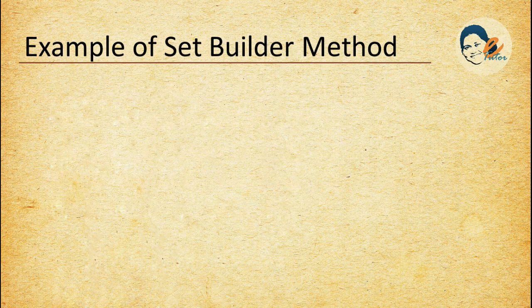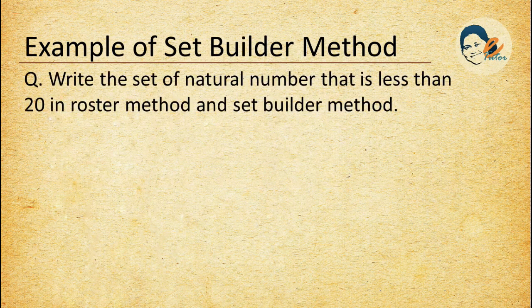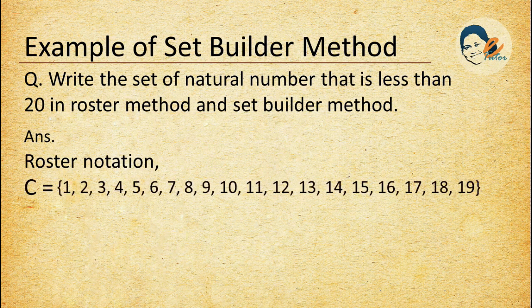Let's have another example. Write the set of natural numbers that are less than 20 in roster method and in set builder method. As you know, the natural numbers are a part of the number system which includes all the positive integers from 1 to infinity. Okay. So, if C is the name of the set, then the set in roster notation will look like this, from 1 to 19.